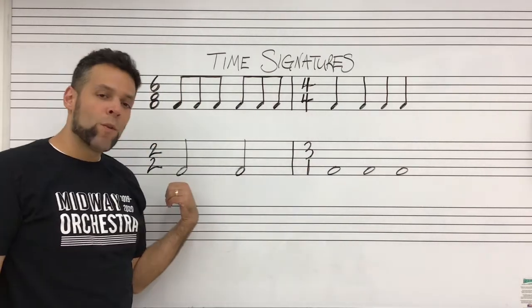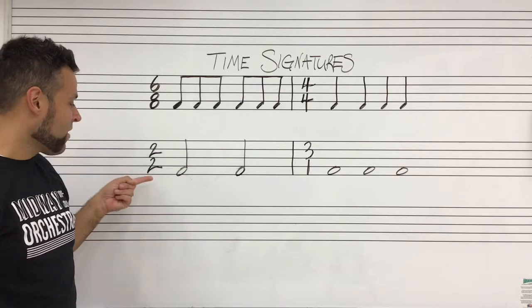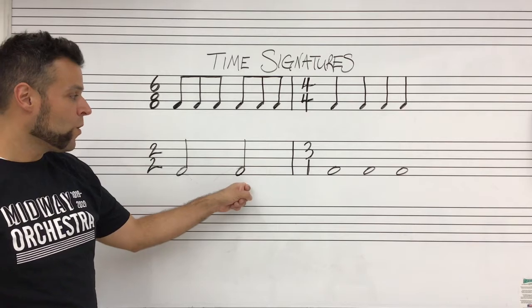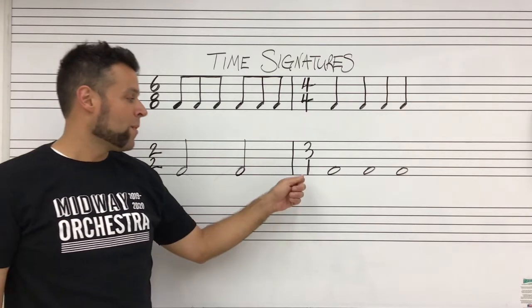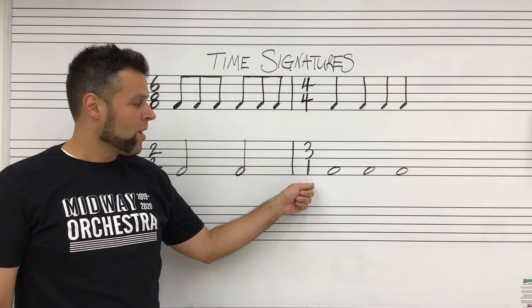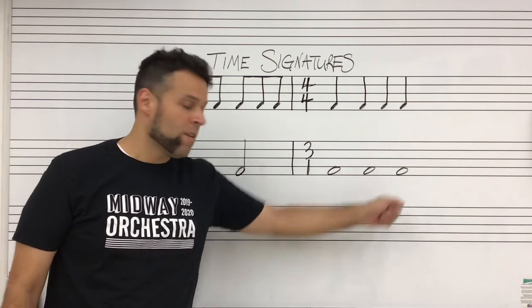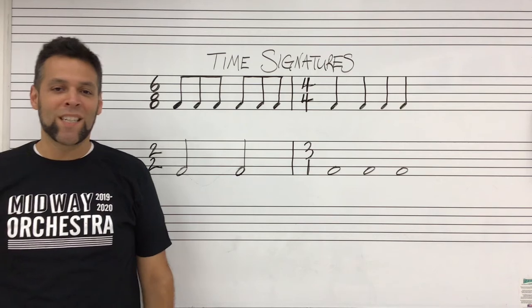If I have 2/2 time, that means I'm going to actually have the half note getting the beat, and there's 2 of them in a measure, so 1, 2, that's the full measure. And if I'm in 3/1, then I'm going to have 3 beats in a measure. That whole note down there gets the beat. You got 1, 2, 3. And this is your time signature review.